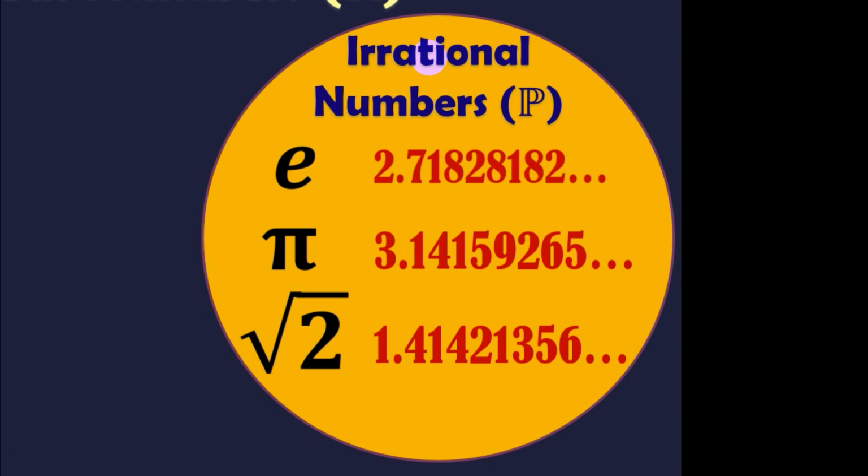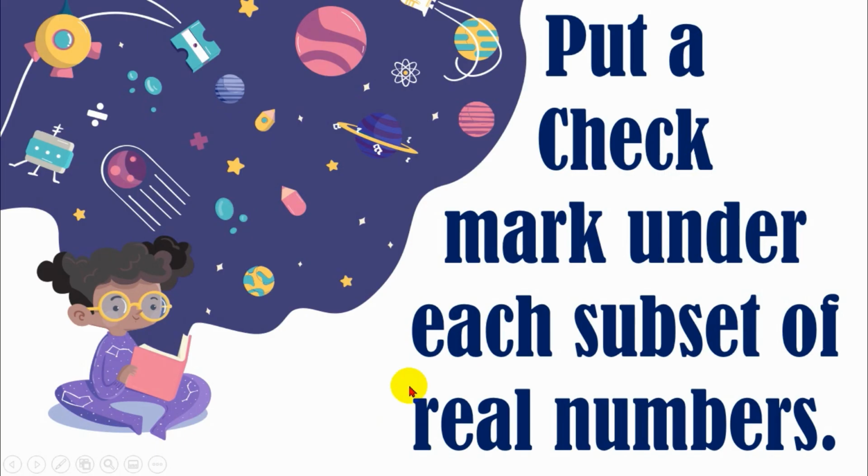Therefore, masasabi mong irrational siya kung it is non-terminating, ibig sabihin, wala siyang katapusan. And then, if it is non-repeating, ibig sabihin, there are digits in your decimal number that have no repeated pattern. So let's see. Let's have the following examples.